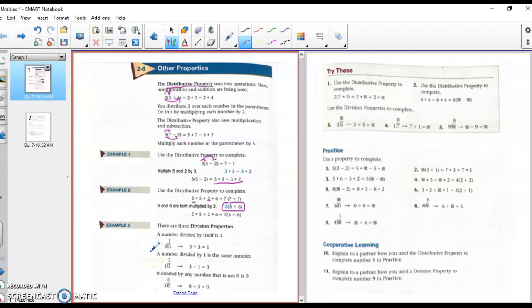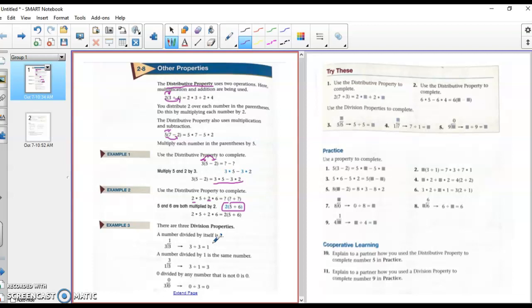Example number 3, there are 3 division properties. So now we've moved from the distributive property to talk about division properties really quick, okay? If a number divided by itself is 1, so if you have 3 divided by 3 that looks like this, it also looks like this. 3 divided by 3, it's 1. So that is one of the division properties. And notice it does not have a specific name.